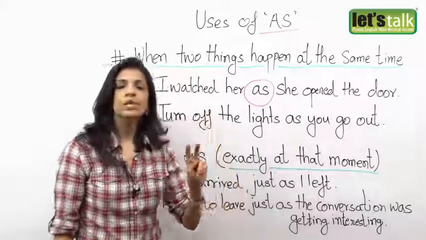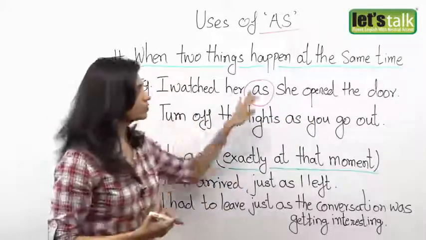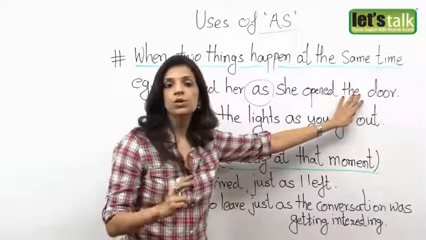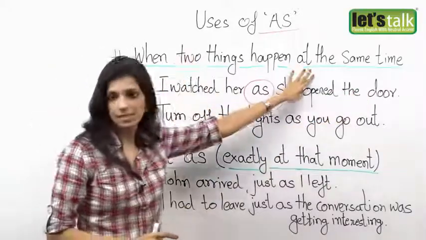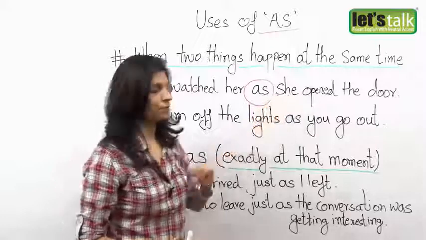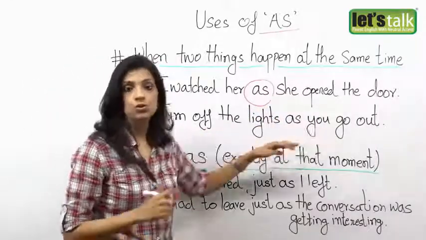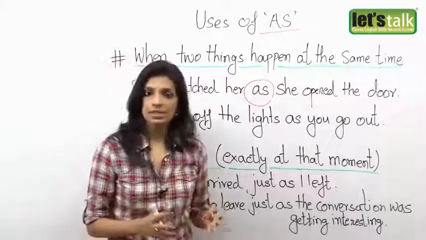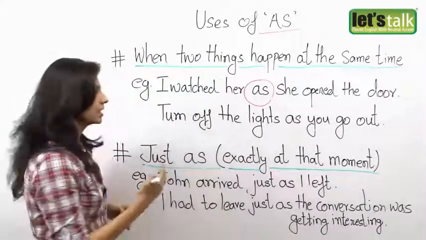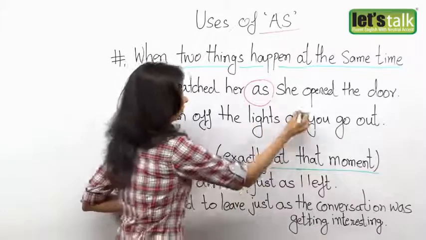So there were two things happening. You were watching her and she was opening the door. So when you want to talk about two actions that happen at the same time, you use "as". Now in my next example, turn off the lights as you go out. So again, there are two actions happening at the same time. You're going out and then you're turning off the lights.